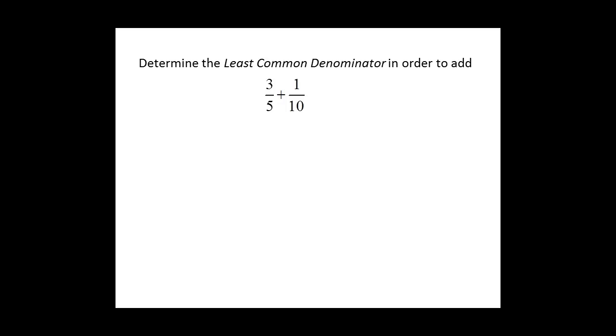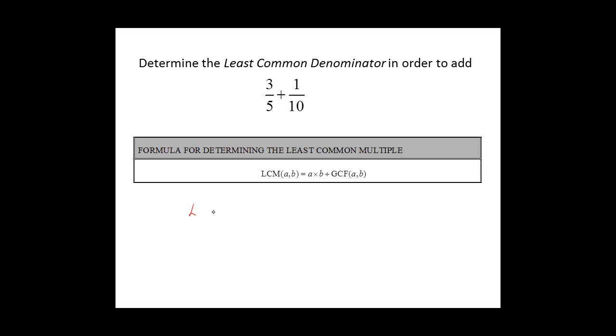Determine the least common denominator in order to add. We need to find the least common multiple of 5 and 10. The least common multiple of 5 and 10, we will use this formula. We will multiply 5 times 10 and divide by the greatest common factor of 5 and 10. What number divides 5 and 10? What is the greatest common factor? The number 5 divides both 5 and 10, so our greatest common factor is 5.